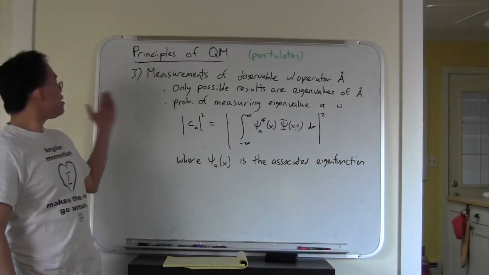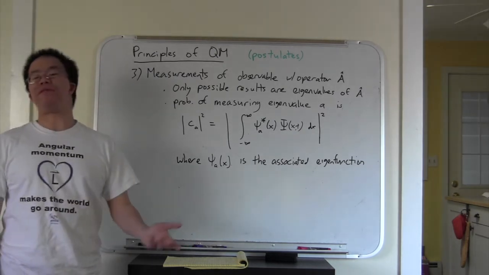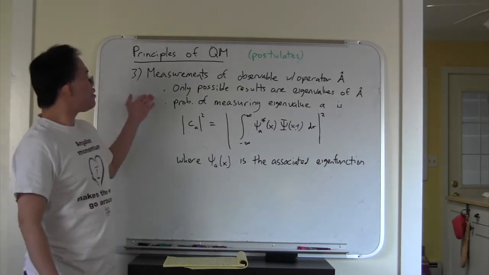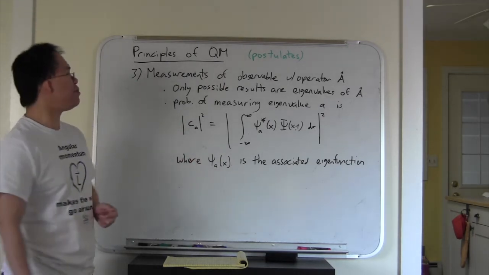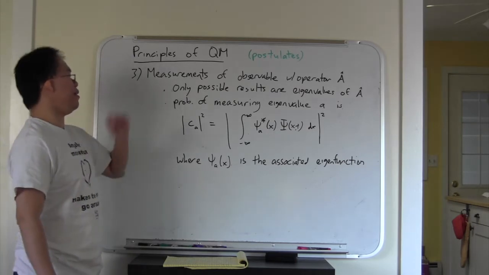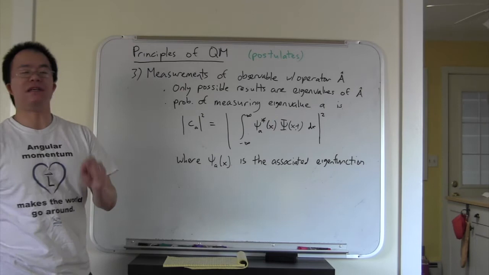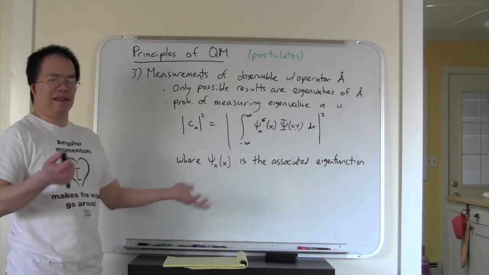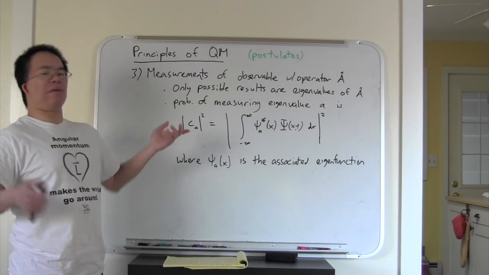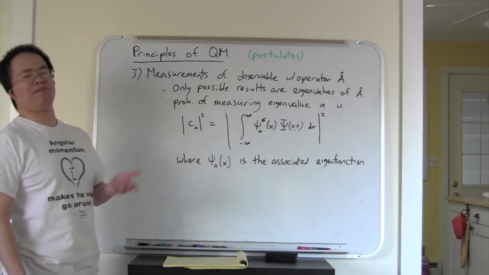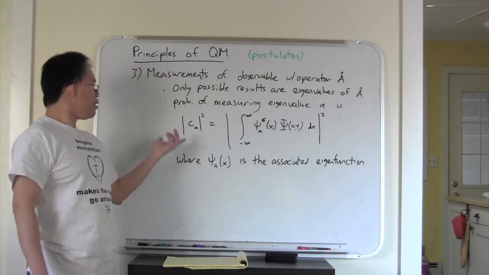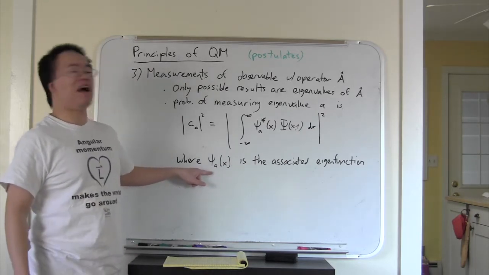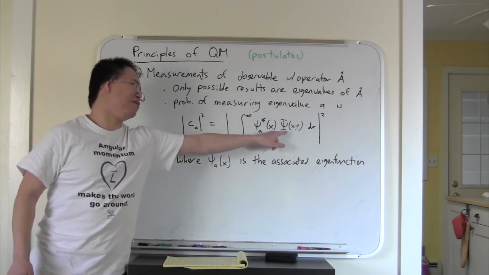Principle number 3 tells us about measurements of an observable that corresponds to some operator that I'm just going to call A. What we've learned is that the only possible results of such a measurement are one of the eigenvalues of A. And moreover, the probability of measuring that eigenvalue, of getting a result of a measurement equal to eigenvalue A, is given essentially by the expansion coefficient modulus squared, or the modulus squared of the inner product of the associated eigenfunction with our wave function psi of x t.